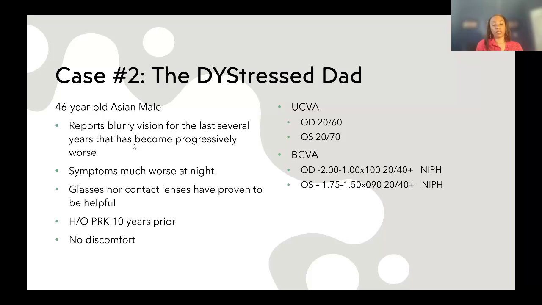Glasses nor contact lenses have proven to be helpful. He had PRK 10 years prior. He's not in any pain. He's not in any discomfort. He just wants to see better. I mean, he is truly desperate to see better. His uncorrected vision is 20/60 right eye, 20/70 left. I can improve his vision with a refraction, no improvement with pinhole, but he is just unhappy. So that's a 20/40, a 2 to 3 line improvement in acuity. I was pretty excited about that, but he wasn't. He was very unhappy about that acuity improvement.